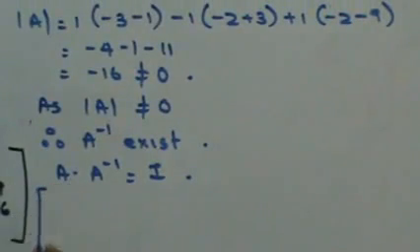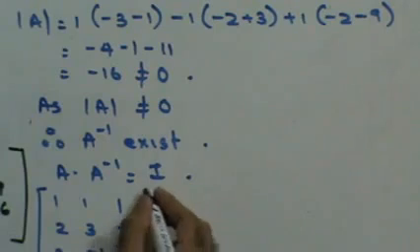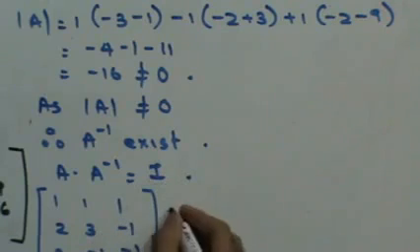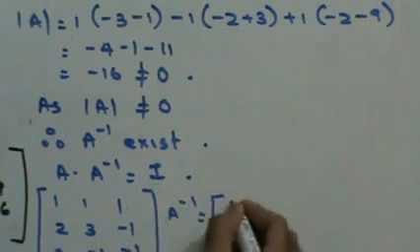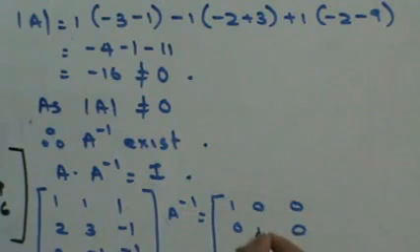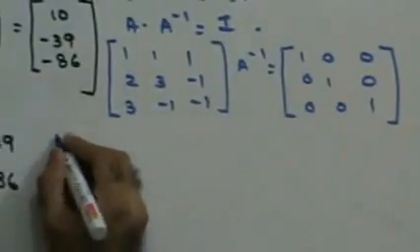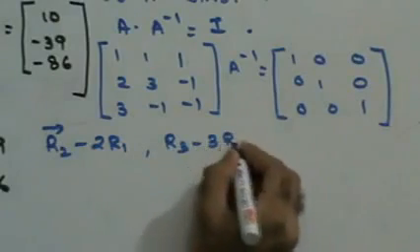A, we have found out as 1, 1, 1, 2, 3, minus 1, 3, minus 1, minus 1, into A inverse is I. I is 1, 0, 0, 0, 1, 0, 0, 0, 1. Right? Now I need to make A into an identity matrix. Let's see how I'll make A into an identity matrix. So in that case, I can say that R2 minus 2R1 and R3 minus 3R1.